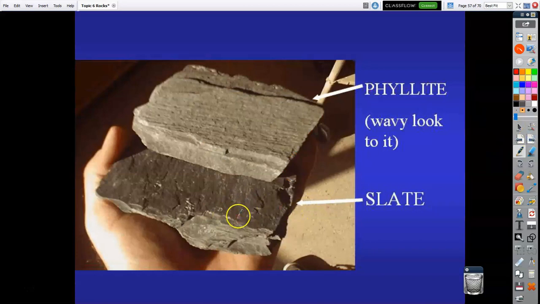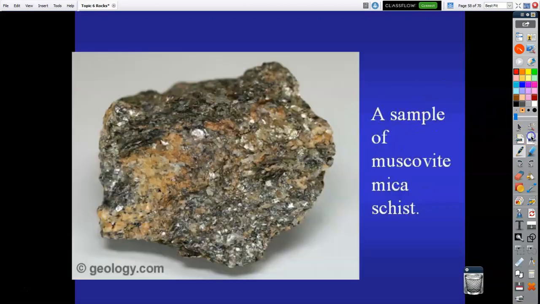Slate is down here, and this isn't a good picture, but that's a top view. Phyllite, it's going to be a little shinier. It also has a little bit of a wave to it. A little bit more pressure, so sometimes you can tell the difference just by the top surface. Slate tends to be a little bit smoother. Phyllite's going to have a little bit of an up and down wavy look to it. So that's one way you can tell.